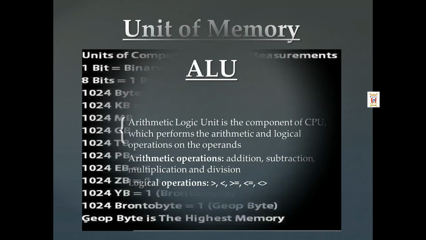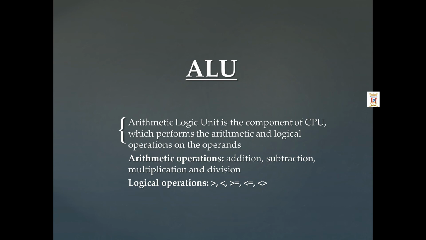The next is ALU. ALU is the arithmetic logical unit, which is the component of the CPU that performs the arithmetic and logical operations. Arithmetic operations are addition, subtraction, multiplication and division, and logical operations are greater than, less than, greater than or equal to, less than or equal to, and not equal to. The logical operations test various conditions encountered during processing and allow for different actions to be taken based on the results.